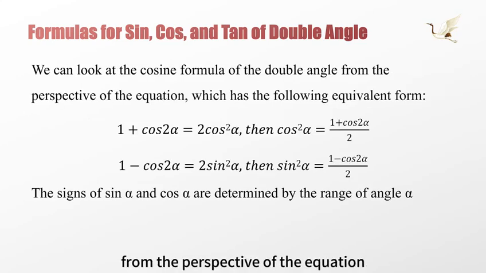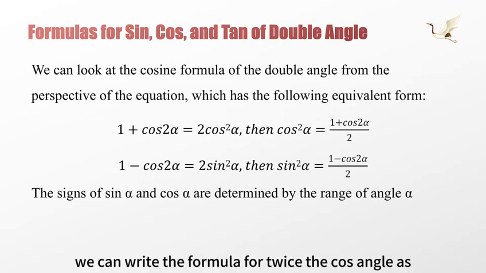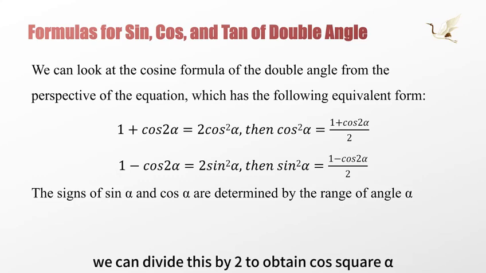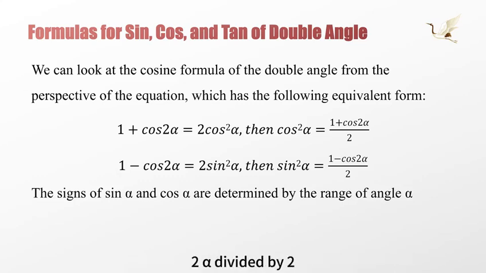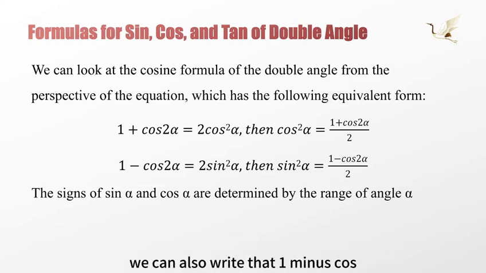From the perspective of the equation, we can see that the cosine formula of the double angle has the following equivalent forms. We can write the formula for the double angle as 1 plus cosine 2 alpha equal to twice the cosine square alpha, by transferring terms. Alternatively, we can divide this by 2 to obtain cosine square alpha equal to 1 plus cosine 2 alpha divided by 2. Similarly, we can also write that 1 minus cosine 2 alpha is equal to twice the sine square alpha, that is, sine square alpha is equal to 1 minus cosine 2 alpha divided by 2. If we need to further calculate the values of sine alpha and cosine alpha, the sign of the square root is determined by the range of angle alpha.